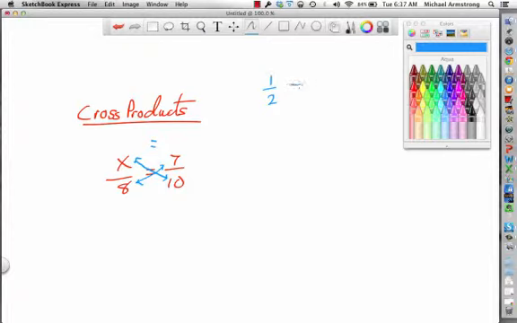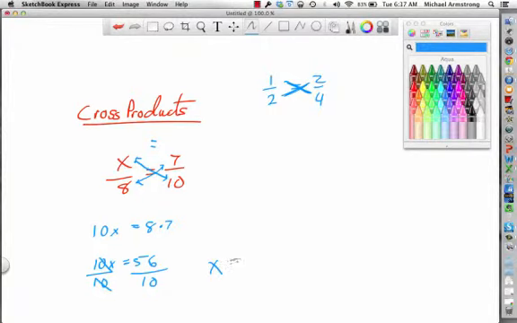Real quick, 1/2 is equal to 2/4. We all know that's true. But you can see that the cross products, 2 times 2 is equal to 1 times 4. They're both equal to 4. We use the same principle here to solve this. So I rewrite it as 10x, because x times 10 is 10x, is equal to 8 times 7, or 56.